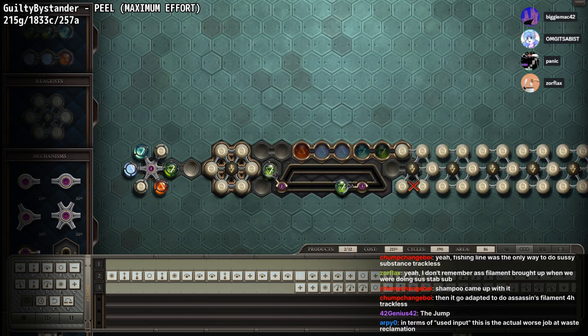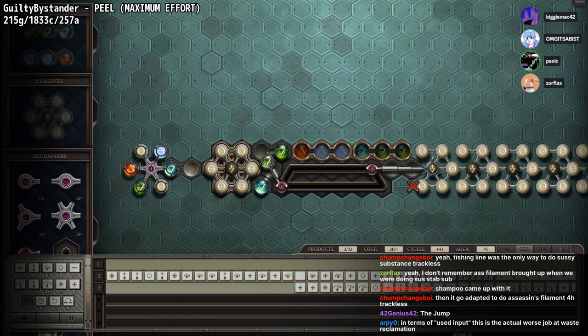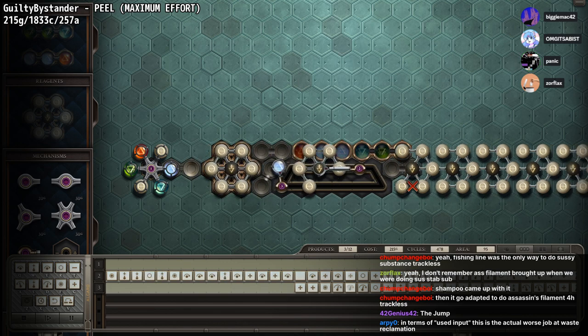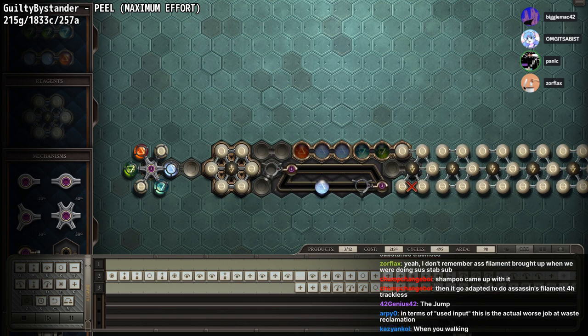Yeah, because if it tried to use the full skip inputs, then it wouldn't be able to get it to the other side. So it's just taking the minimum amount off that it can get to the other side. This is the actual worst job, yeah. This is the worst waste reclamation solve.